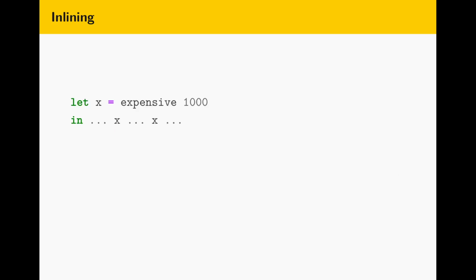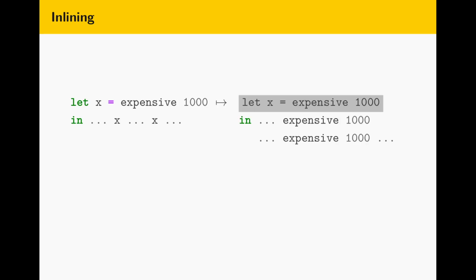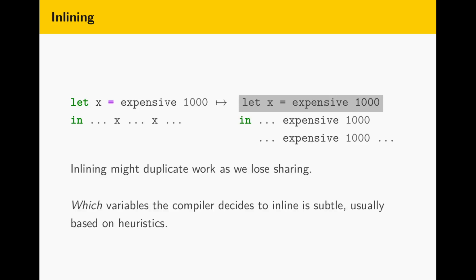Now in general, it's not always wise to have the compiler inline each occurrence of a variable, because it might be a very expensive computation, and when this happens, you actually lose sharing and you duplicate work. So the exact variable occurrences that are inlined by a compiler usually depends on subtle heuristics.